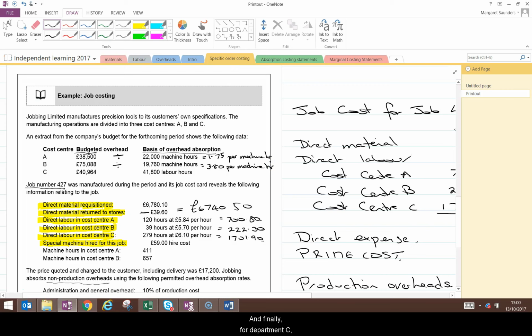And finally, for department C, divide the overhead by the labour hours, and we get 0.98 per labour hour. So we can use those absorption rates now.